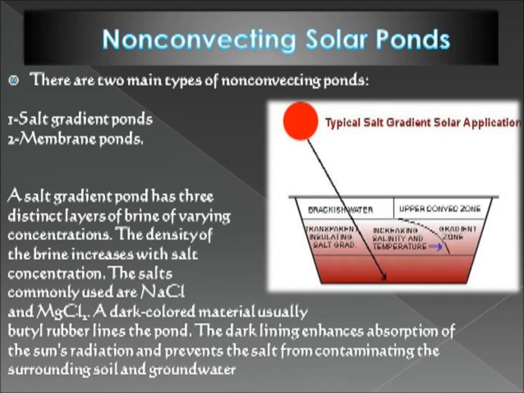The other one is the non-convective solar pond. It is subclassified into two types. The first one is the salt gradient pond and the other one is the membrane pond. These two are very similar. Now the first one, what is a salt gradient pond?